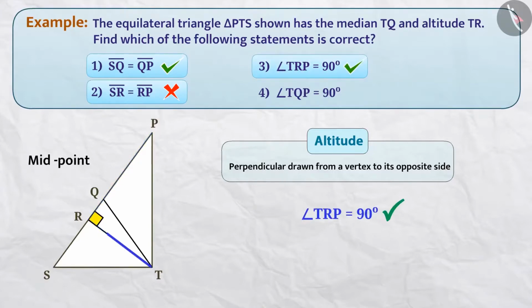Only one perpendicular can be drawn on a line from a vertex. Since we have obtained this perpendicular TR from the vertex T, there can't be any other line segment which is perpendicular to side SP from the vertex T. In this way, we can say that angle TQP cannot be equal to 90 degrees. Hence, the fourth option is incorrect.